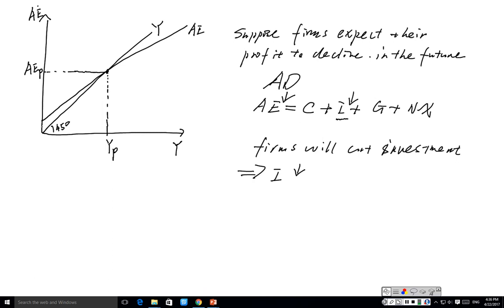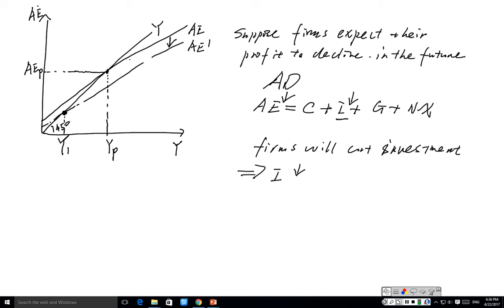If aggregate expenditure goes down, we can draw the curve. My curve here is not very precise, but you can imagine this is a parallel shift. So the aggregate expenditure curve will shift from AE to AE prime. With the new aggregate expenditure curve, we can find out what will happen. The equilibrium output will drop to Y1, below the potential GDP, YP.